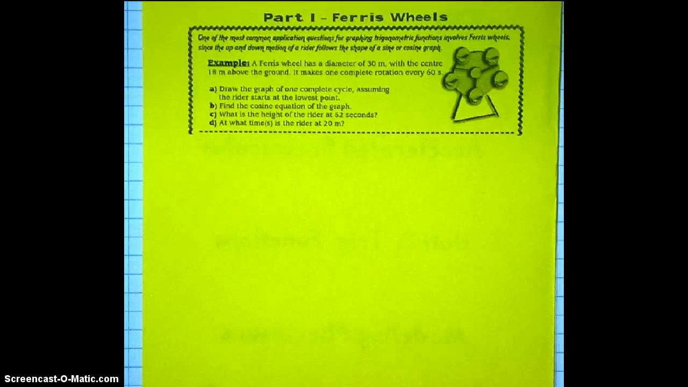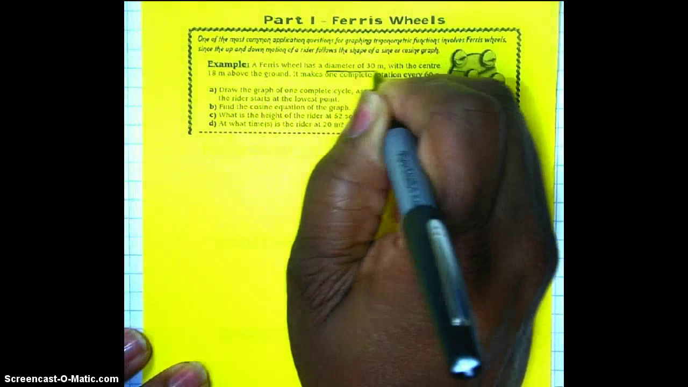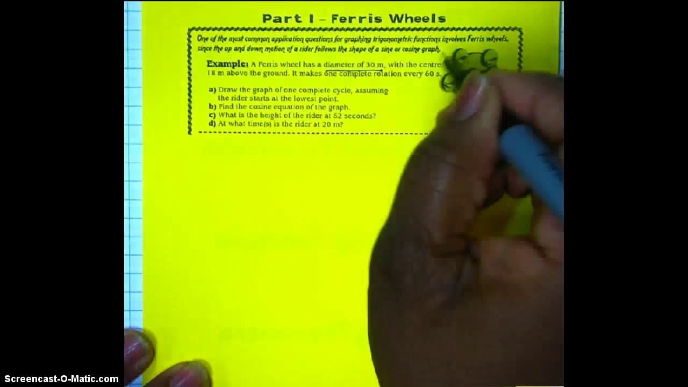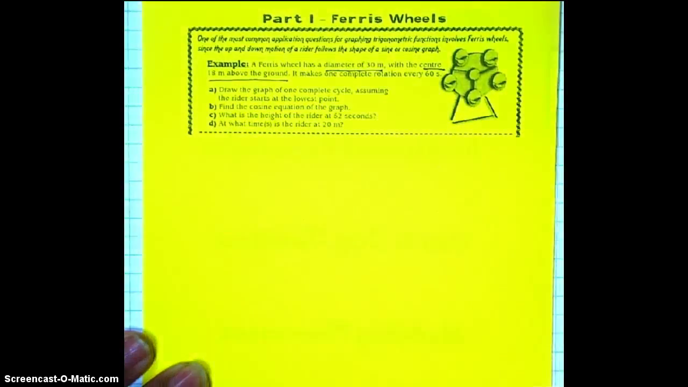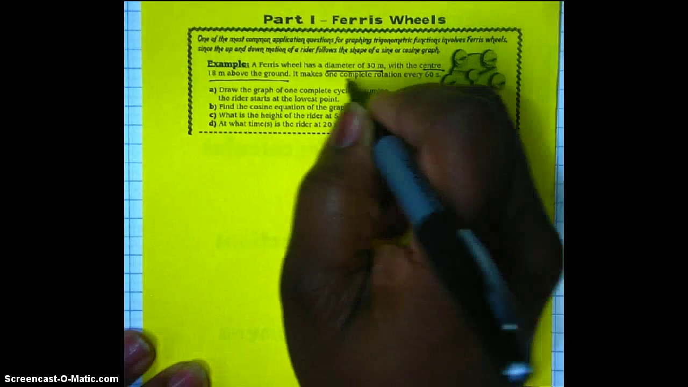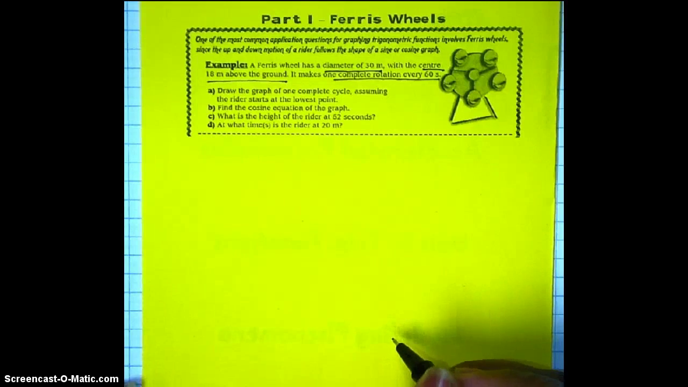And so in this example, we're told that the Ferris wheel has a diameter of 30 meters. We're going to use that info. And that the center of the Ferris wheel is 18 meters above the ground. We'll need to know that as well. And then it makes one complete rotation every 60 seconds. In part A, we're asked to draw the graph of one complete cycle. It's not asking us to draw the circle. It's asking us to draw the motion of the rider.